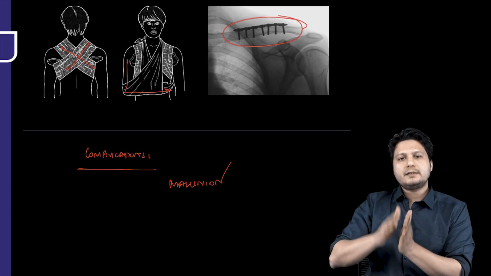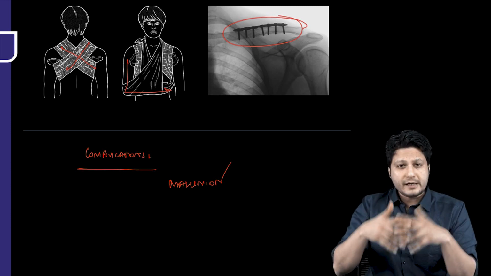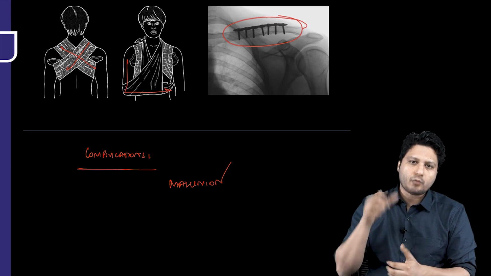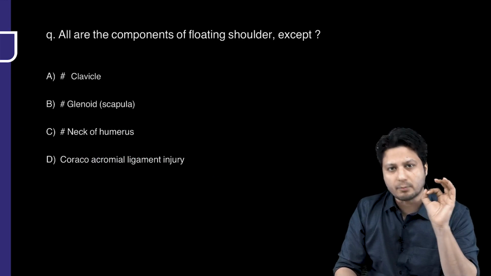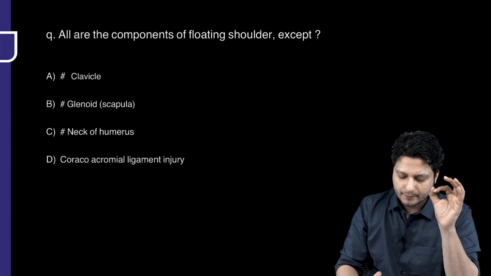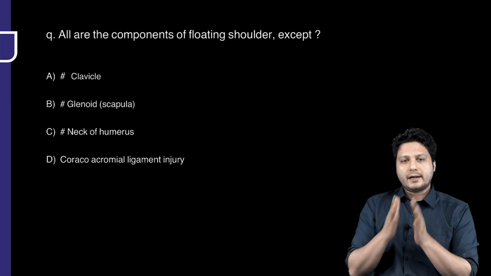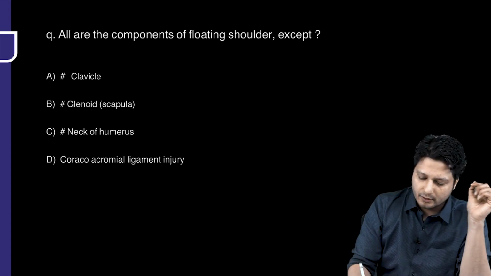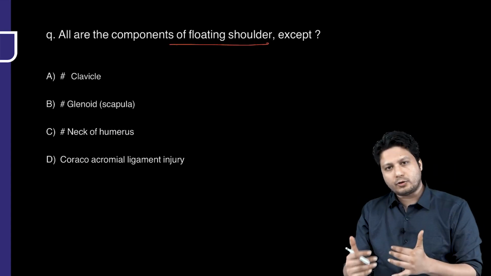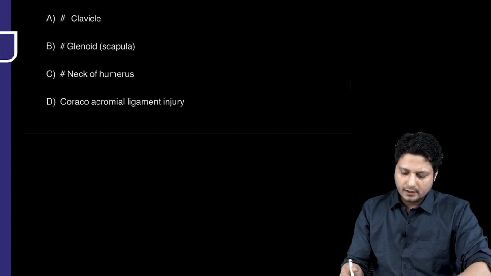But all these complications are something which you need not recall again and again. What you have to remember related to the complication is the malunion. Malunion is the most common complication which is likely to happen. Now, read this question: all of the following are the components of the floating shoulder except. So as a topic, we are about to discuss the floating shoulder.